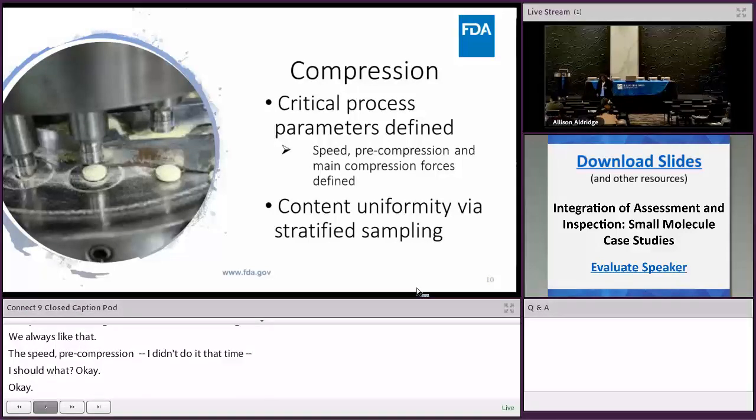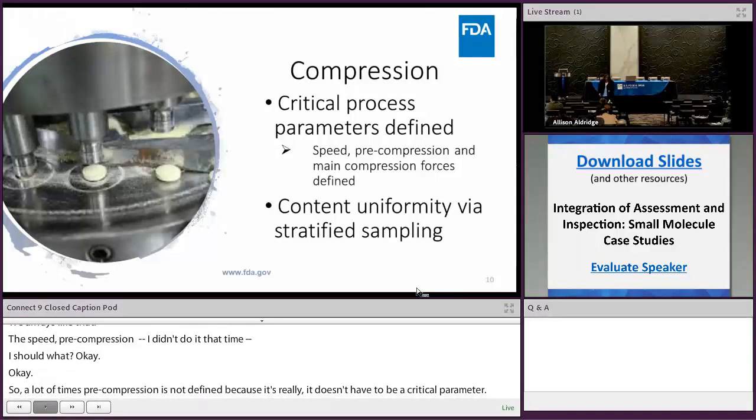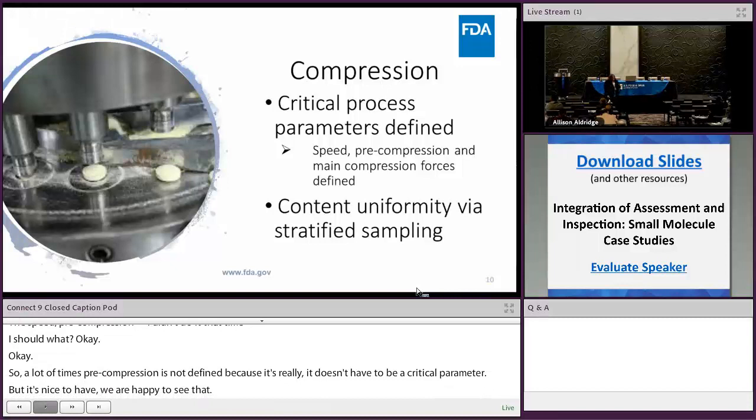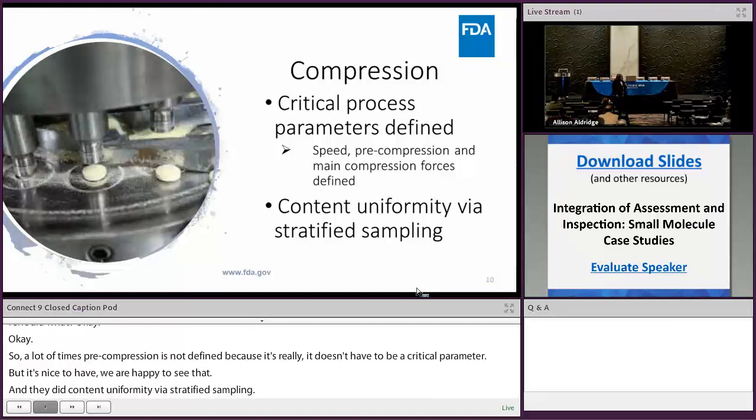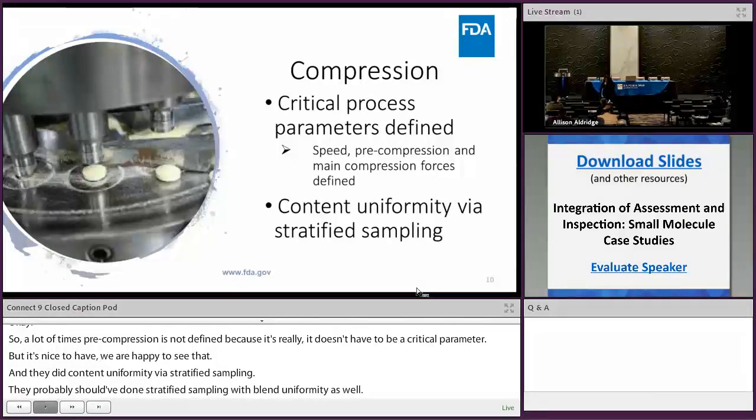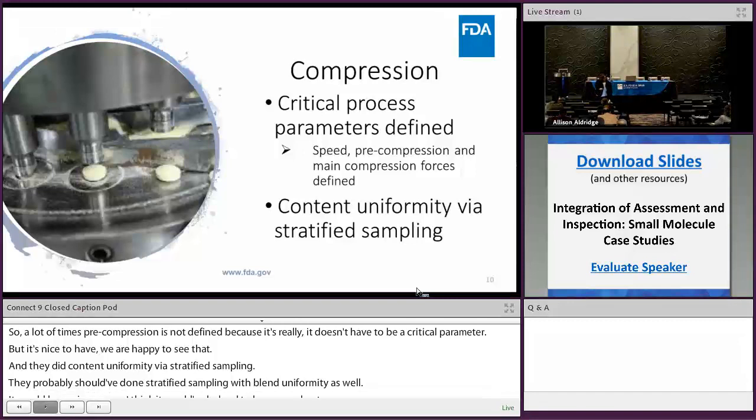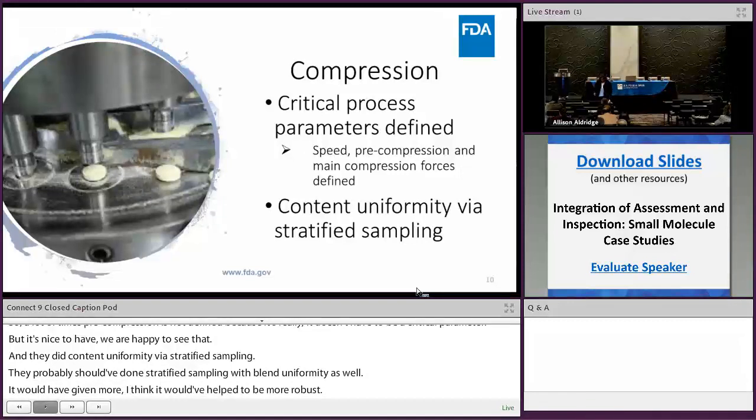And they did content uniformity via stratified sampling. They probably should have done stratified sampling with the blend uniformity as well. I think it would have helped to be more robust. But they did it for the content uniformity. And they used USP 905 for their criteria.